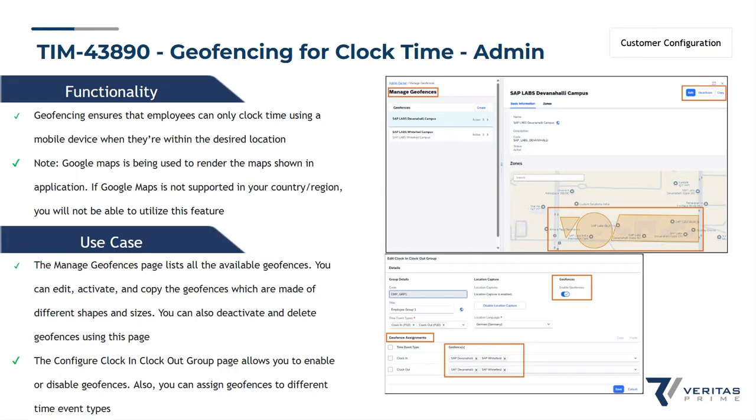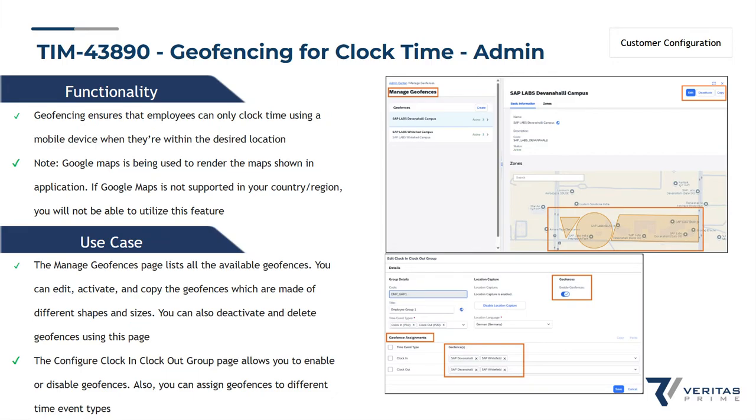Next, we have geofencing for clock time, admin. Geofencing ensures that employees can only clock time using a mobile device when they're within their desired location. And please note that Google Maps is being used to render the map shown in the application. If Google Maps is not supported in your country or region, you will not be able to utilize this feature.